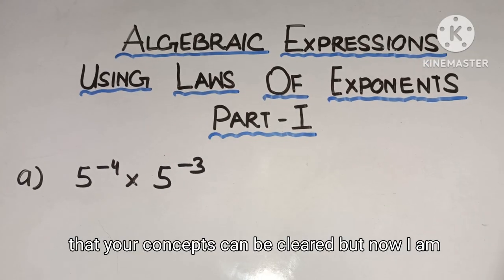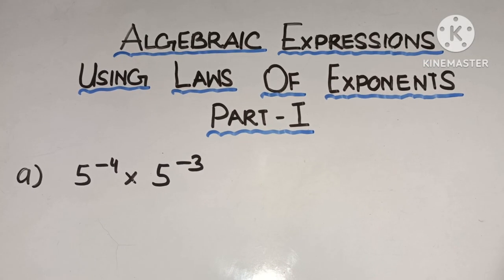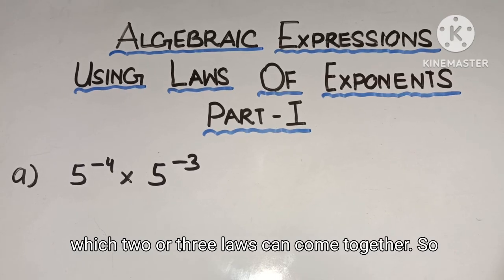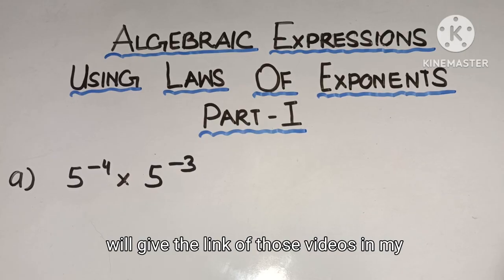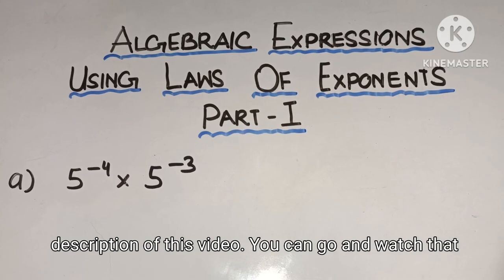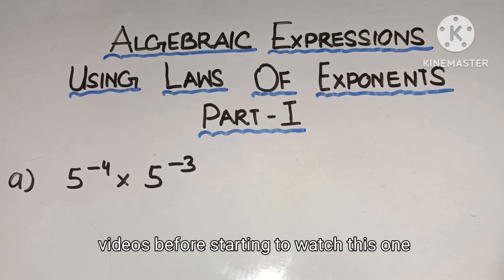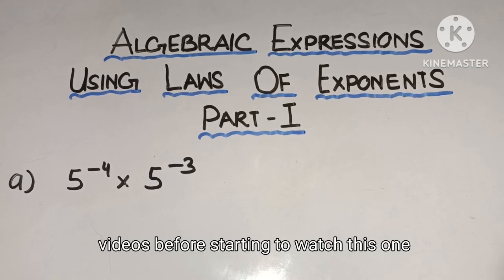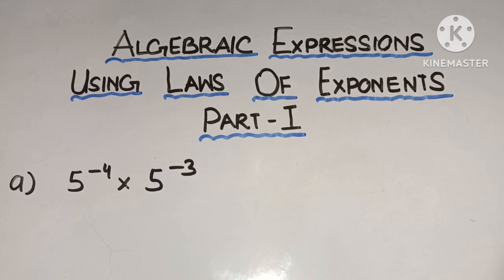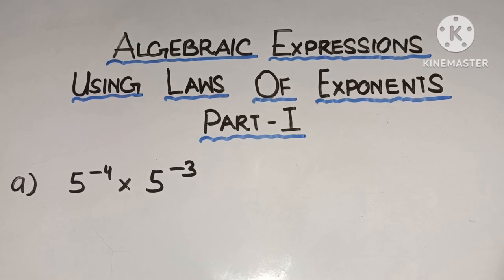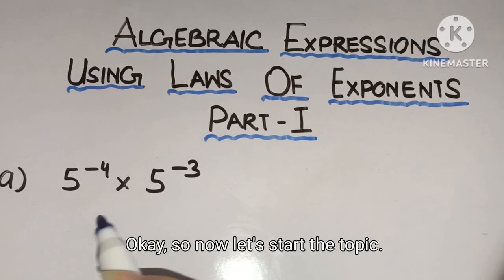But now I am explaining the algebraic expressions in which 2 or 3 laws can come together. If you haven't watched those videos, I will give the link in the description of this video. You can go and watch them before starting this one, because if your concepts are not clear, you might have difficulty understanding these questions. Okay, so now let's start the topic.